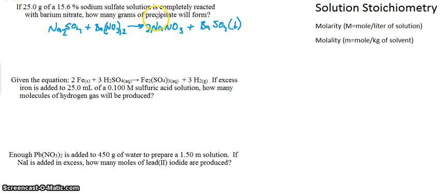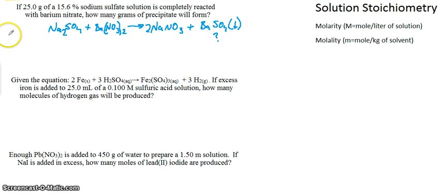Now, the question is how much precipitate will form, so I'm trying to find the barium sulfate, but what's happening is they're not giving me the actual grams or anything like that here. They're giving me the percentage, so I'm going to have to get that and solve the problem. So let me do it separately first, and then I'll show you the whole dimensional analysis. In this case, I have 15.6% of 25 grams is my sodium sulfate.